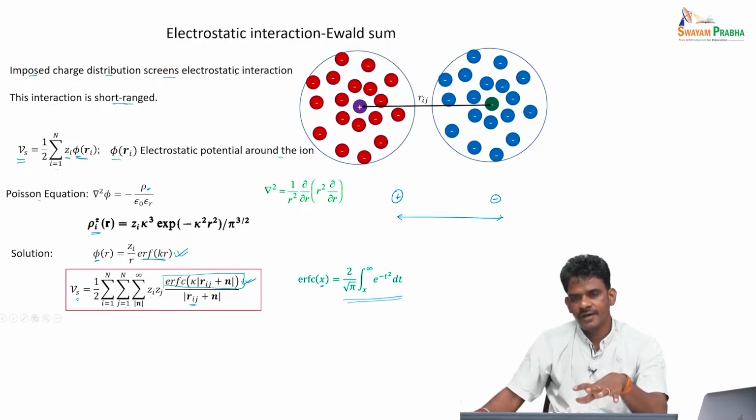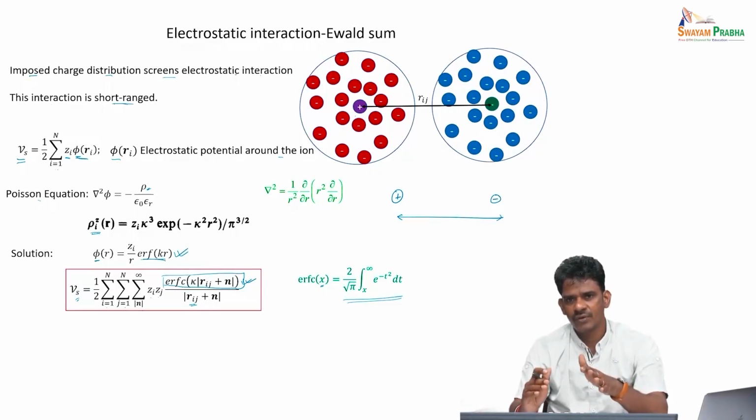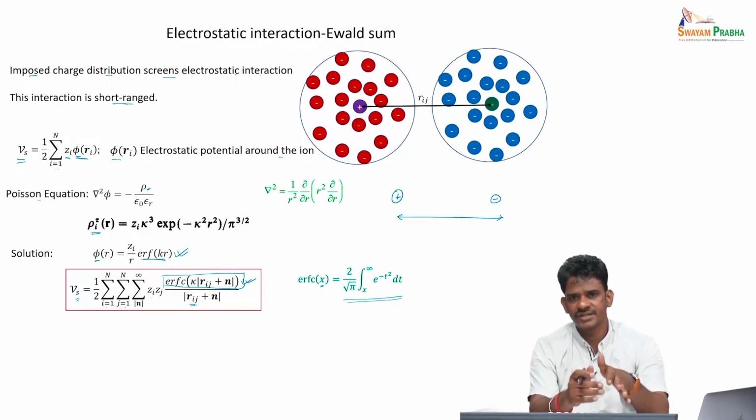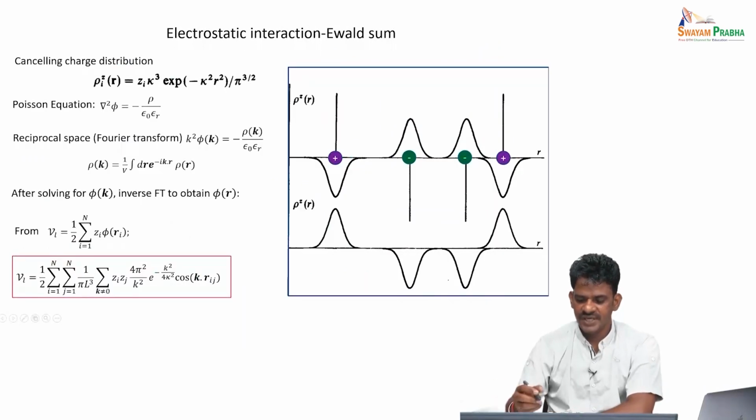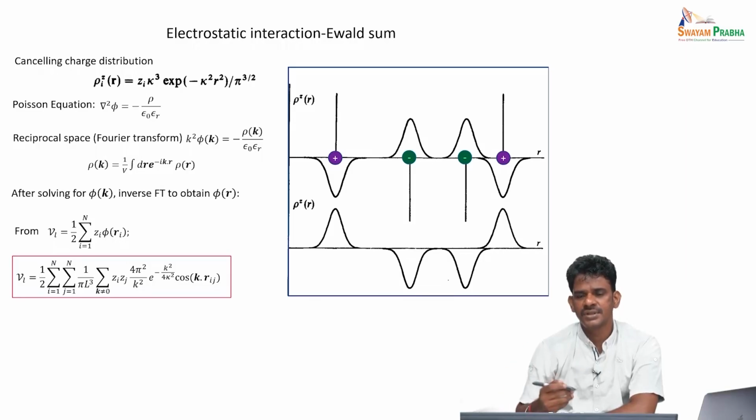So, the total electrostatic interaction can now be converted into a short range interaction because of the imposed counter ion charge distribution. So, this is one contribution that we need to calculate. Now, we said that for a given set of charges, we are superimposing a Gaussian distribution of counter ions of opposite kind, but that is something artificially induced, and when you induce such an imposed distribution, the interaction becomes short ranged. But then we also have to remove this imposed charge distribution.